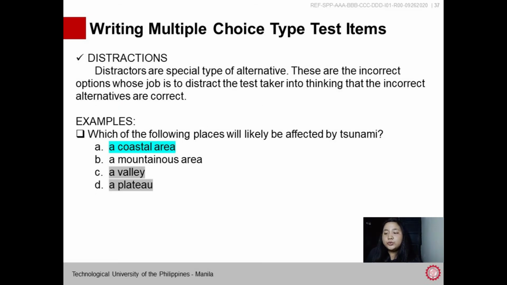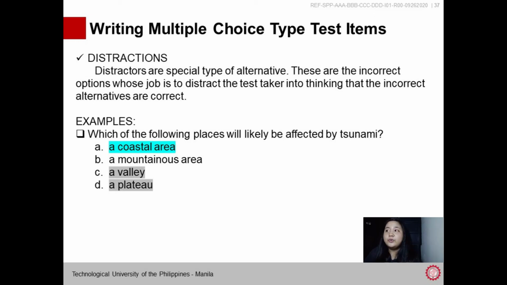Okay, we go now to distractors. So, distractors are a special type of alternative. These are the incorrect options whose job is to distract the test taker into thinking that the incorrect alternatives are correct.